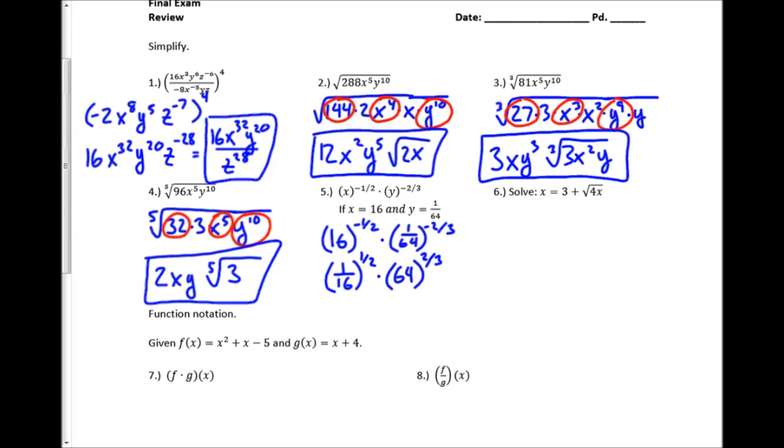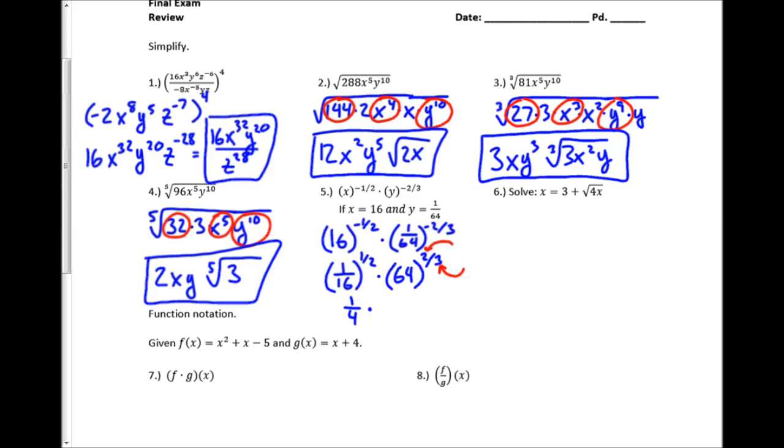Keep in mind when you have a rational exponent, the numerator essentially is the exponent. The denominator is the root. So the 1/2 power is the same thing as the square root. And the square root of 1/16 is 1/4. Over here, again, the numerator is the exponent, and the denominator is the root. I'm going to do the root first.